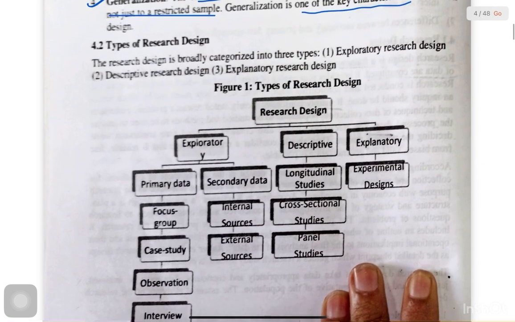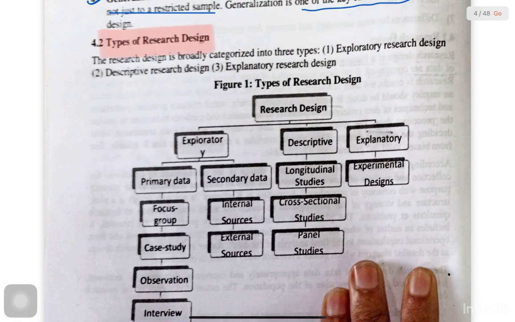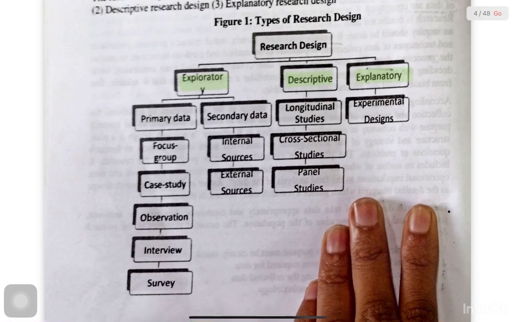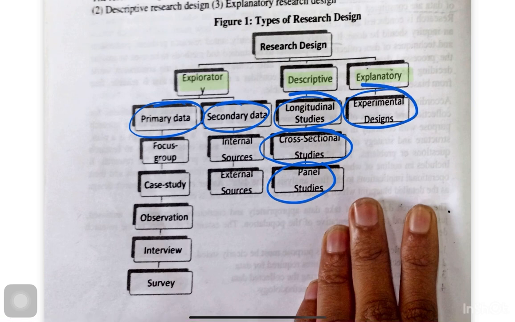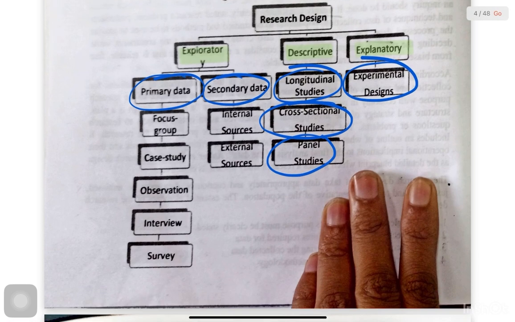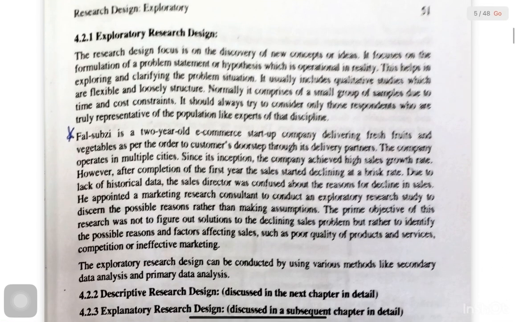The next topic is types of research design. Basically, there are three categories of research design: exploratory, descriptive, and explanatory. Exploratory may consider primary data and secondary data. Descriptive may include longitudinal studies, cross-sectional and panel studies. Explanatory may include experimental. Today we'll study the exploratory design, with primary data and case study. Okay, so let's start with the exploratory research design.